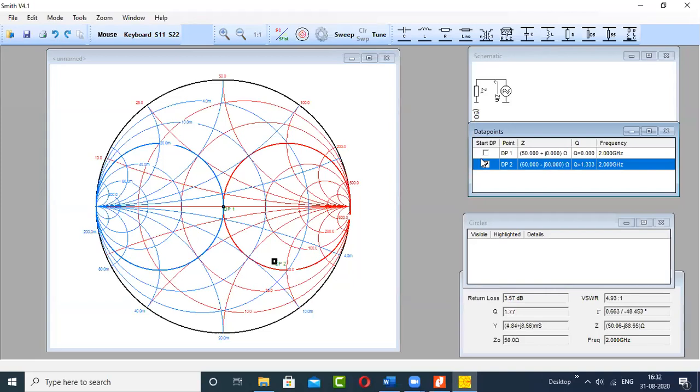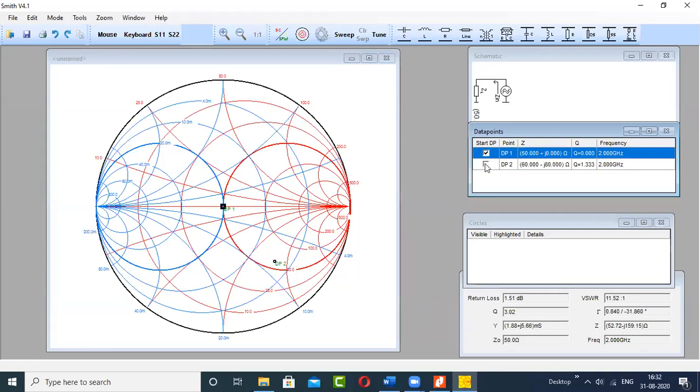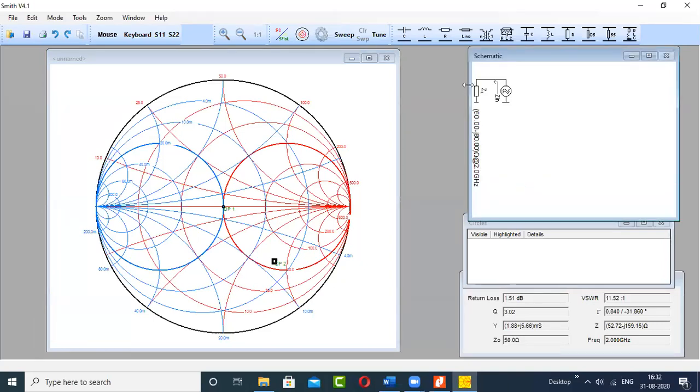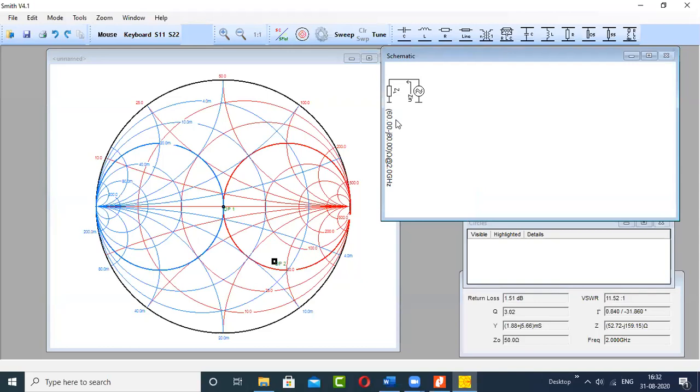Second, now you can see that it switches. Here it is data point 2, this is your load impedance. Now in the circuit diagram, you can see that this load acquires the value of the load impedance, 60 minus j80, right? And that 50 ohm reference impedance goes with the generator.